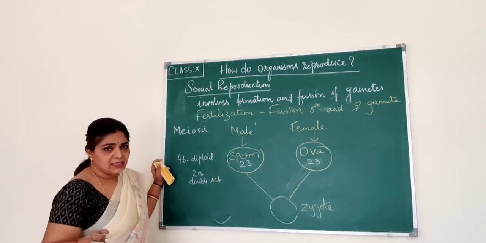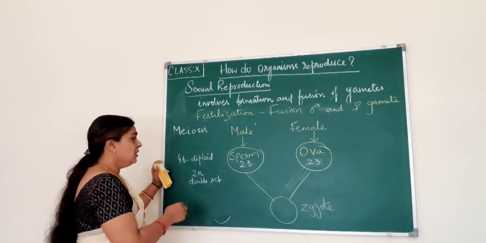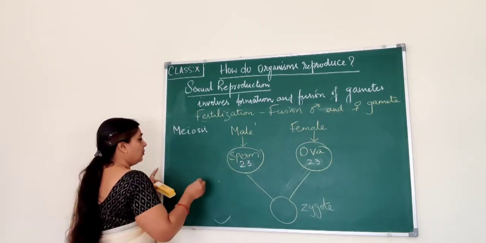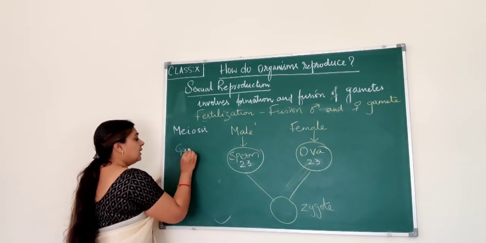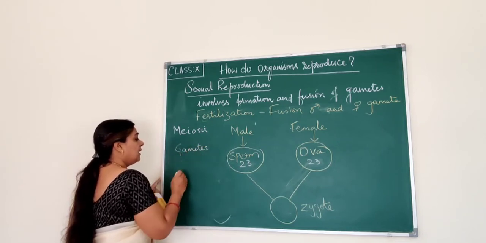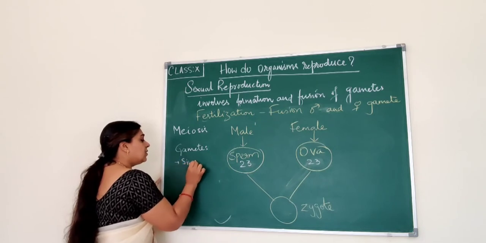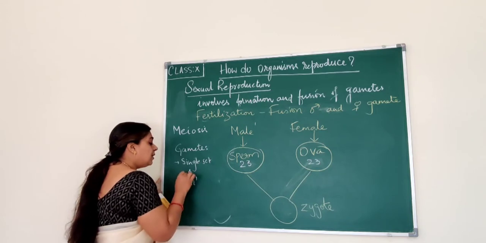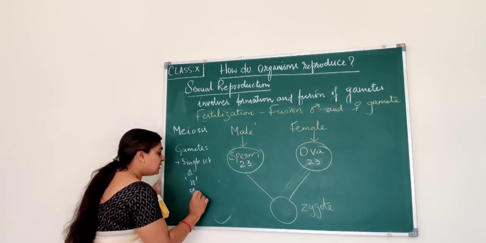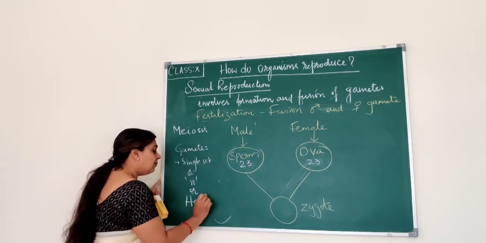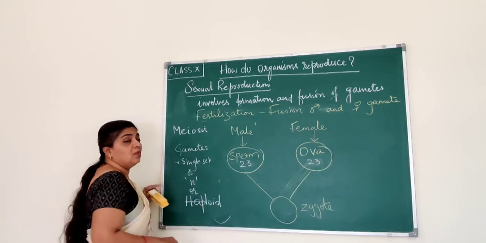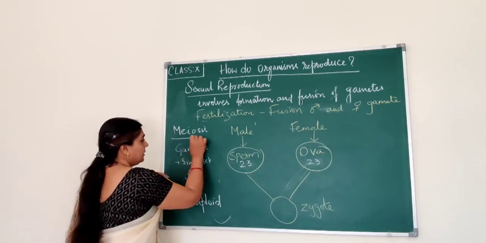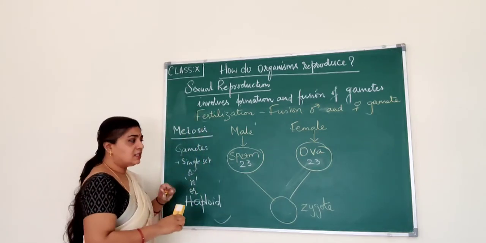In all our body cells we have a double set of chromosomes. So where do you find the single set of chromosomes? This is a single set of chromosomes. So gametes will contain a single set of chromosomes, or we say n number of chromosomes, or we say haploid number of chromosomes. Gametes are haploid. Okay, so this is done by meiosis cell division.